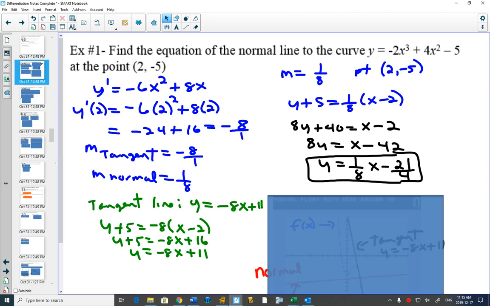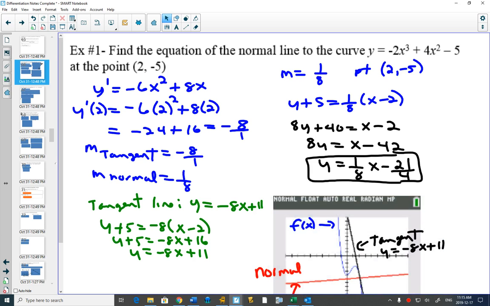So what does this look like on a graph? There's your point. The black line is your tangent line. The red line that goes through the same point, but it's perpendicular, that's your normal line.